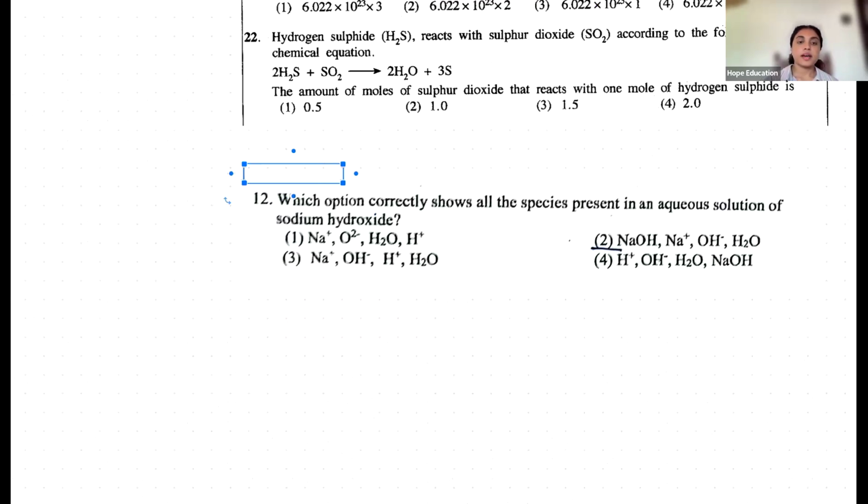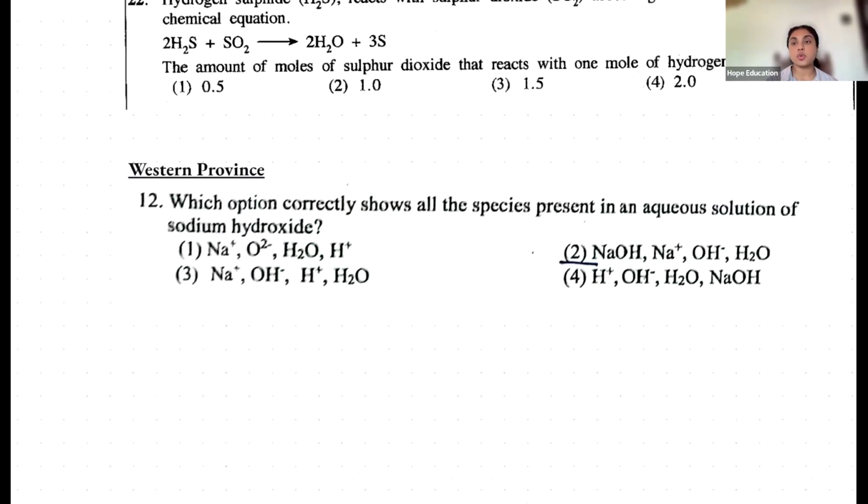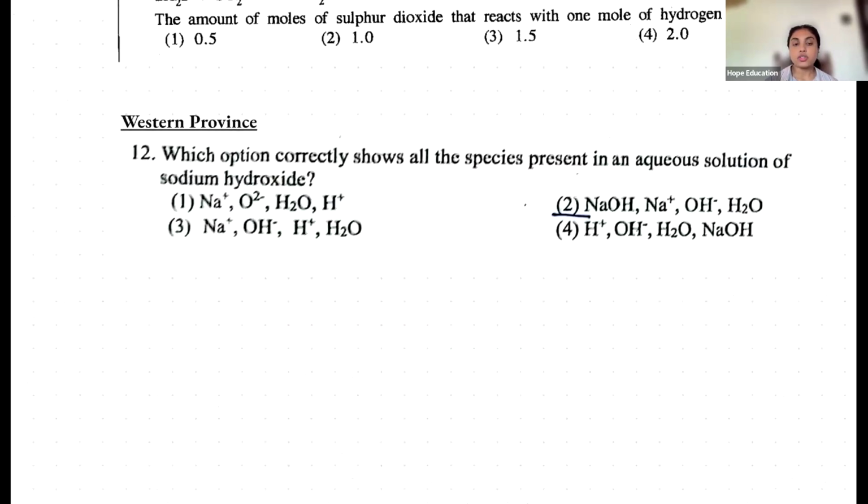Okay. Here, which option correctly shows all the species present in an aqueous solution of sodium hydroxide? You know sodium hydroxide is a strong base. Since it is a strong base, it will completely break down to Na plus and OH minus ions. So NaOH කෙනෙක් එතකොට ඉතුරු වෙන්නේ නැහැ. All NaOH will be broken to Na plus and OH minus.